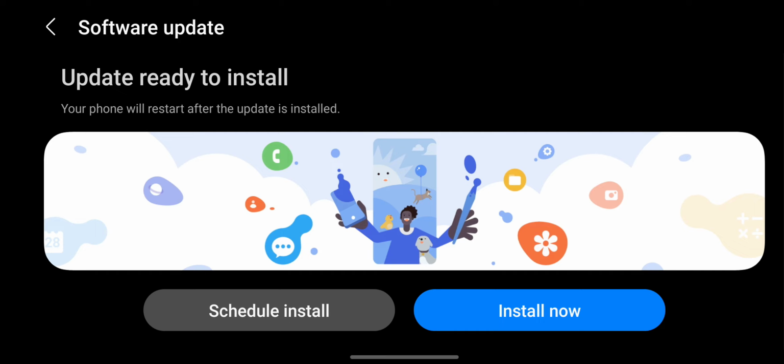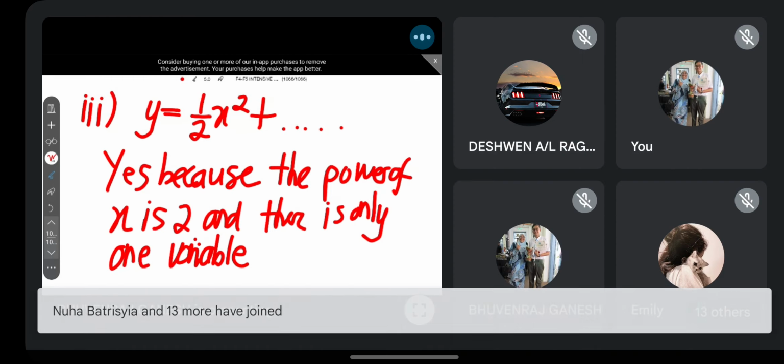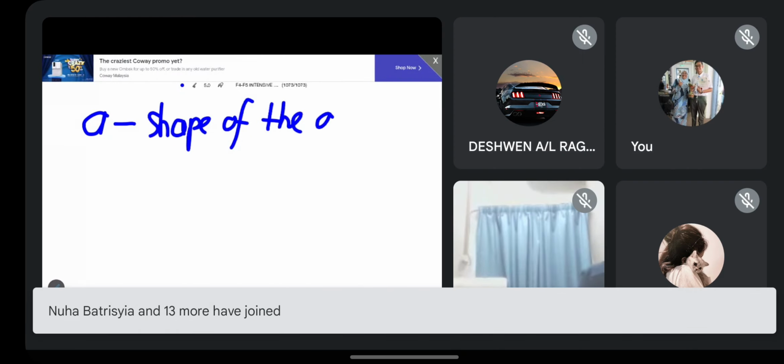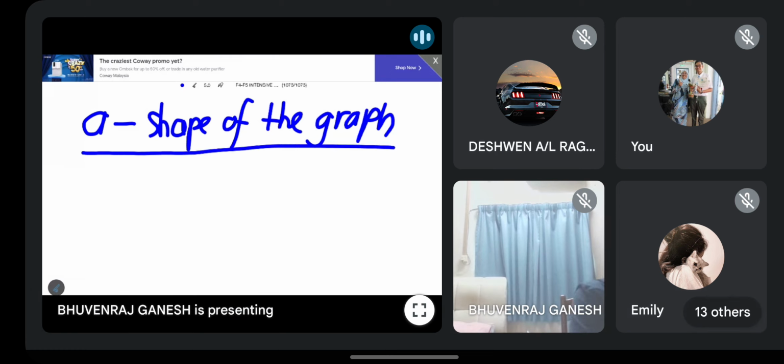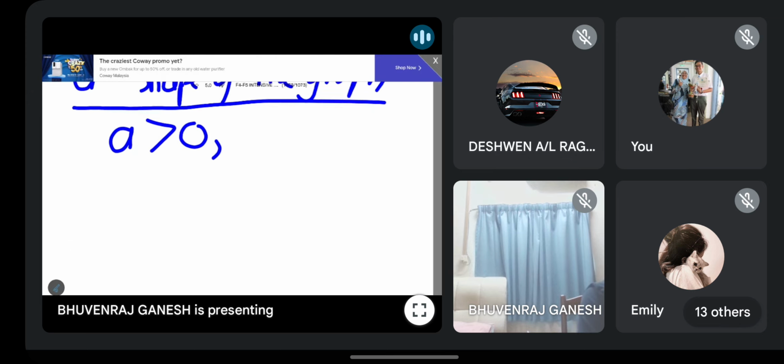Just now I mentioned that the A value will determine the shape of the graph. Nilai A akan tentukan bentuk graf. The A value determines the shape of the graph. Based on this knowledge, now we are going to compare between different A values. Let's say the condition I set is A must be greater than 0. Nilai A lebih besar dari kosong.